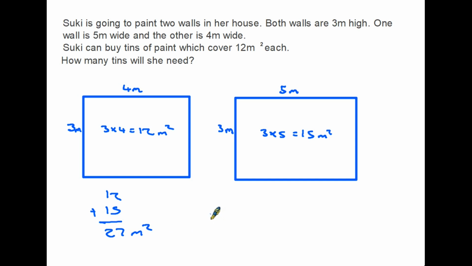Now the second part of the question says Suki can buy tins of paint which cover 12 meters squared each. So we need to know how many tins she will need. Well, if I get my area of the 2 walls added together, 27 square meters, and divide that by the number of square meters each tin will cover, we get 2.25 tins. Now, we have to be practical in a question like this. It is not possible to buy 2.25 tins. If she only buys 2, then she won't have enough paint. Therefore, she's going to have to buy 3 tins and have some paint left over.